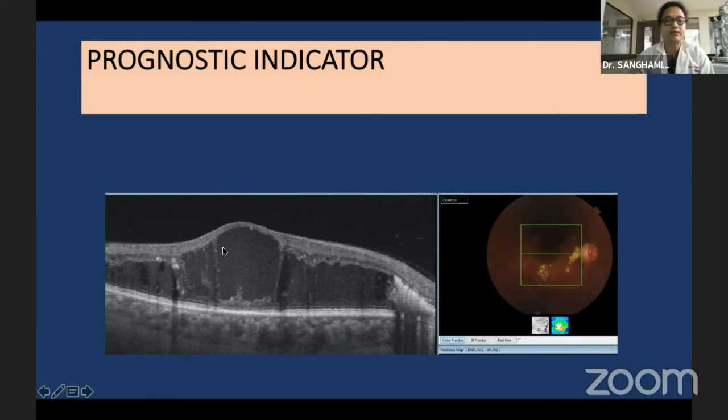In this case, as you can see, there is complete loss of the interdigitation zone. It shows that the disease is quite chronic. And there is loss of the outer retinal layer. The ellipsoid zone and the external limiting membrane is completely lost. So this patient probably will not improve much in vision and would require a multiple number of injections.